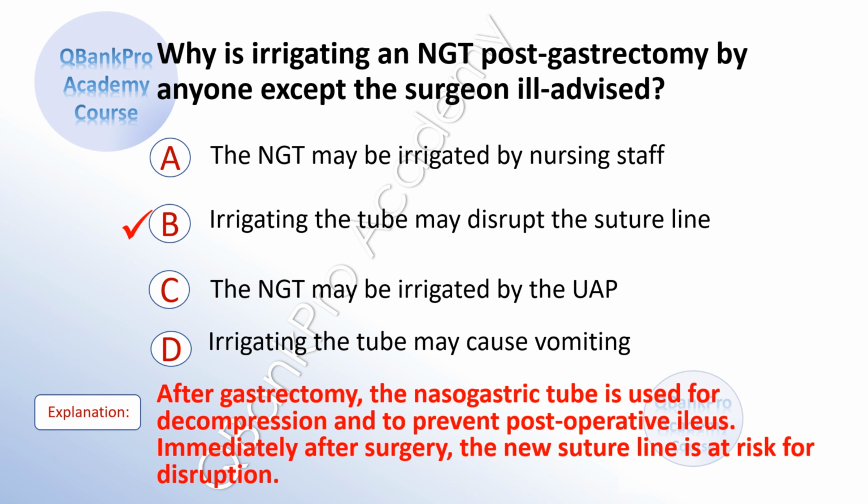The correct answer is B. Irrigating the tube may disrupt the suture line. Explanation. After gastrectomy, the nasogastric tube is used for decompression and to prevent postoperative ileus. Immediately after surgery, the new suture line is at risk for disruption.